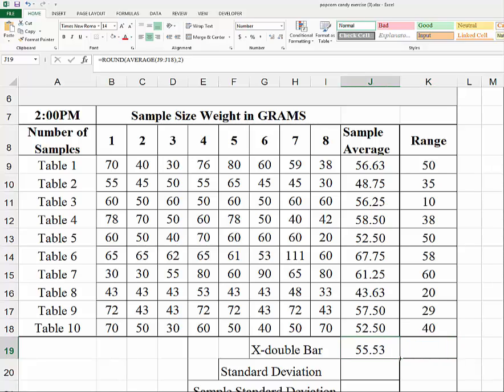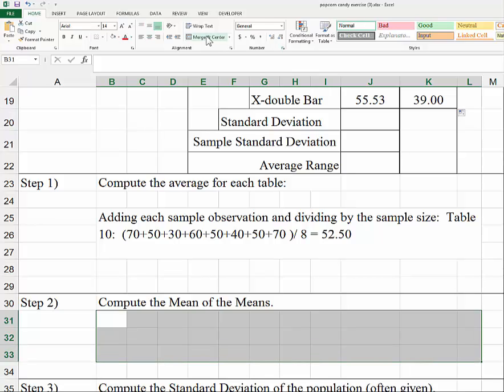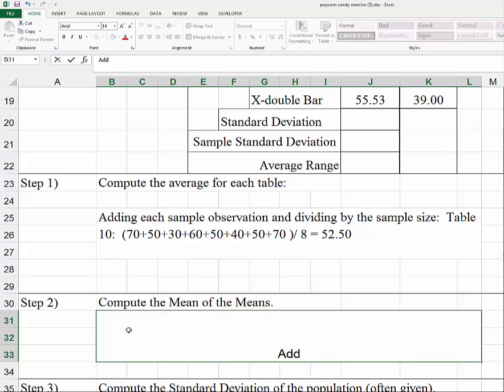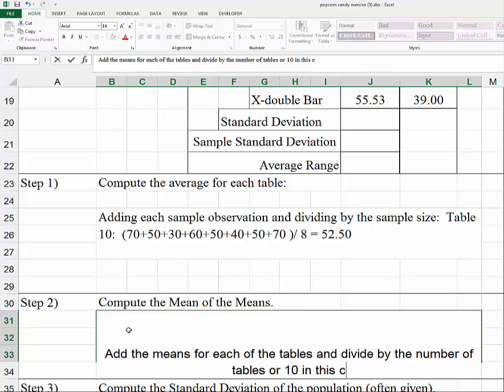And then we can go ahead and compute our bar, and if we just pull this over, we'll get exactly the same formula with round and all of that already in it. It's just that it's pulled over for the relative formula over here. So let's go back down here to our step 2, and here we're going to be computing the mean of means. So we're going to do it the same exact way, right? We're going to add the means for each of the tables and divide by the number of tables, which in this case is 10.